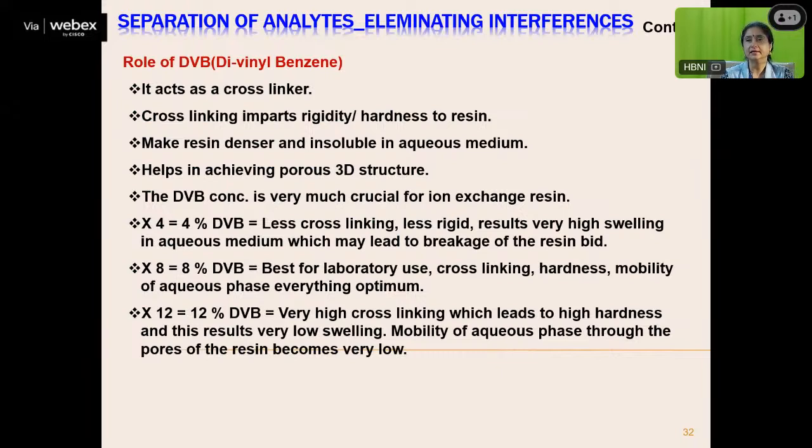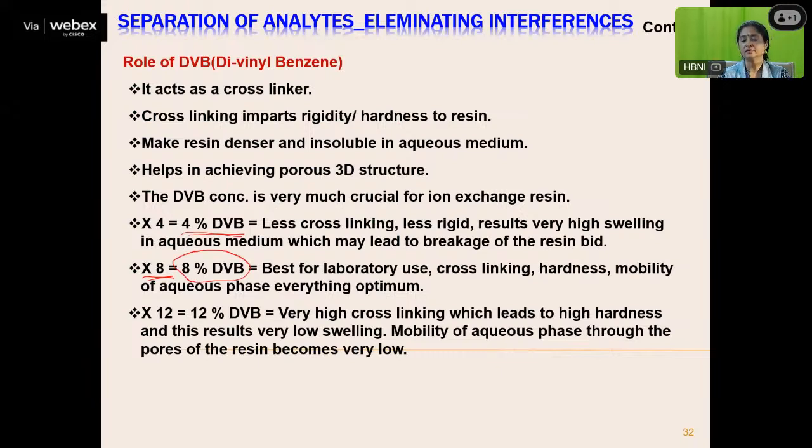Cross-linking imparts rigidity, hardness to the resin. It makes the resin denser and insoluble in aqueous medium. It helps in achieving a porous 3D structure. The DVB concentration is very crucial for ion exchange resin. If it is cross 4, it means 4% of DVB. It is less cross-linked, less rigid, and results in very high swelling in aqueous medium, which may lead to breakage of the resin beads.